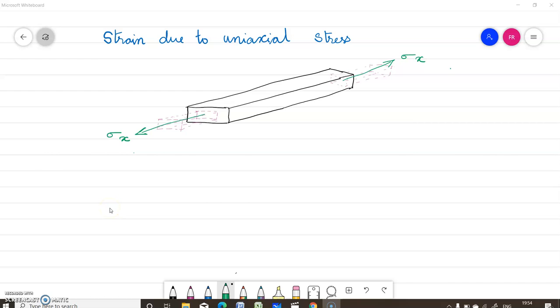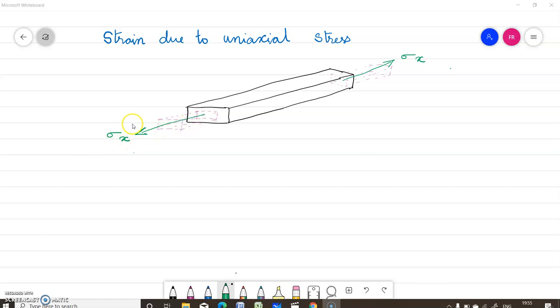Okay students, now we'll study about strain due to uniaxial stress. Now all of us know that in all engineering materials, the elongation produced by an axial tensile force in the direction of force is accompanied by a contraction in any transverse direction. So if you have a stress acting like this, as a result of a force in this direction, there will be elongation along the direction of applied force and contraction in all the other transverse directions.